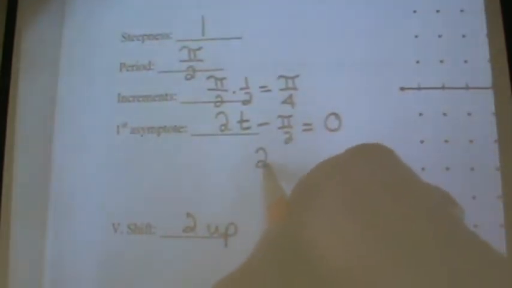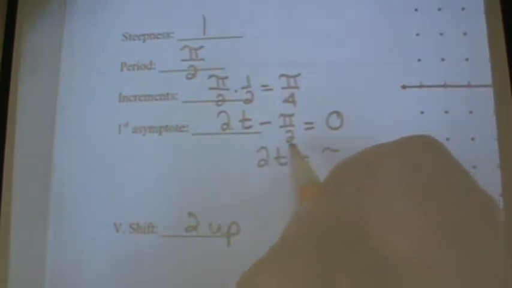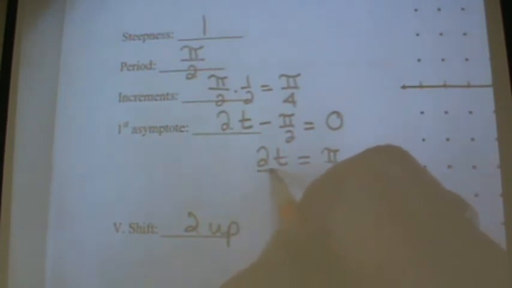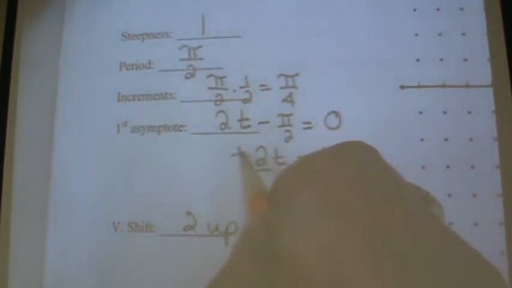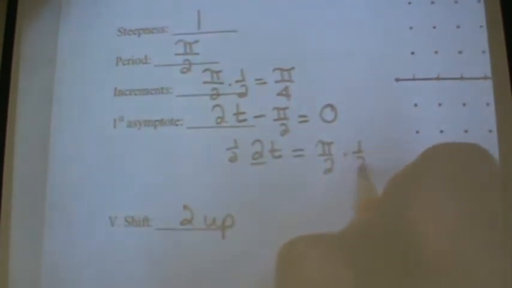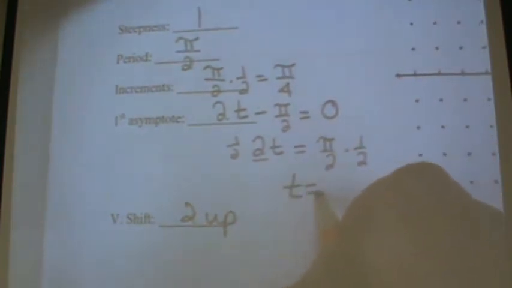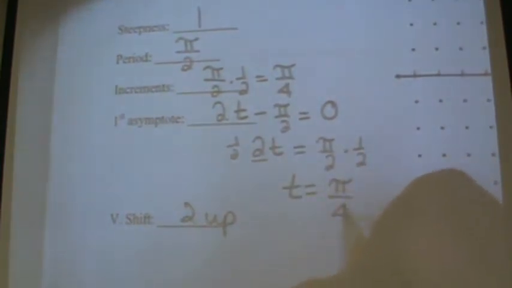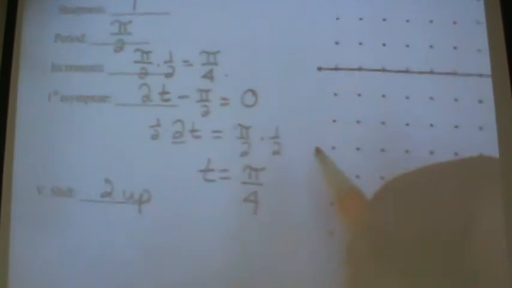How do you solve for t? You're going to add pi over 2. And then do what? Multiply by a half or divide by 2. I like multiplying by a half. Where's your first asymptote? At pi over 4. Hallelujah. What's that? The same increment. So what we're going to do, we're going to start at pi over 4, and we're counting by pi over 4s.